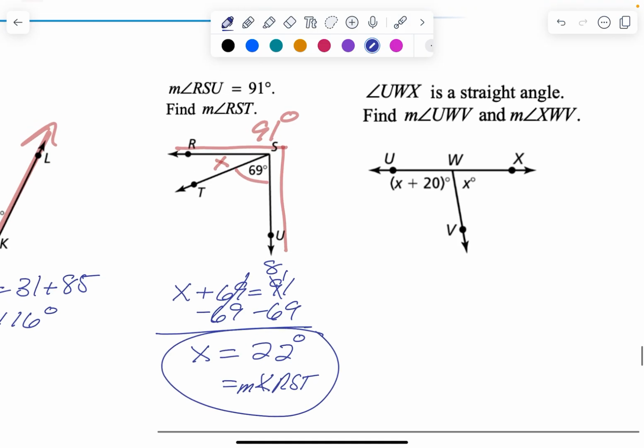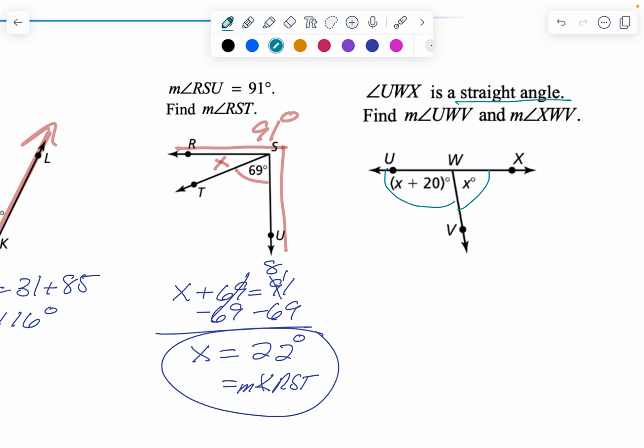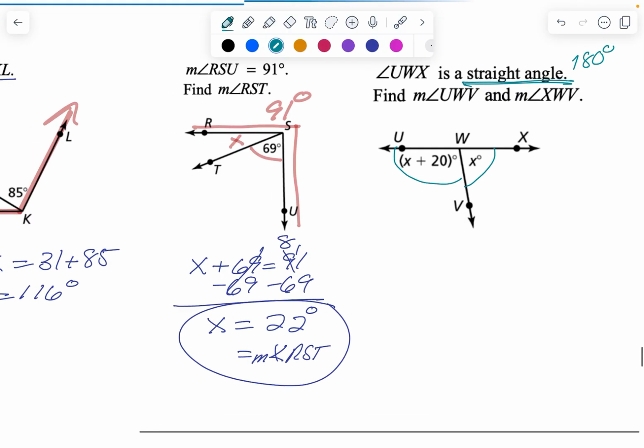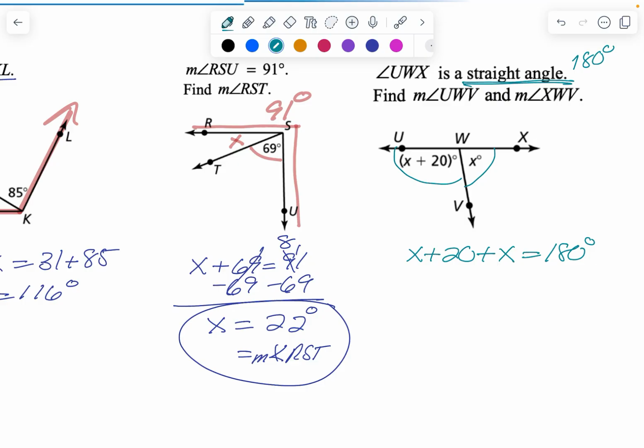Finally, maybe it can get a little more complicated, like the segment ones did, and involve X as part of the problem. So we know that this angle plus this angle have to equal the whole thing, and the whole thing is a straight angle. So whenever you see a straight angle or a straight line, you're supposed to know that that's 180 degrees. So our equation here is going to be the one angle plus the other angle is equal to 180 degrees. And so that's going to give us 2x plus 20 equals 180.